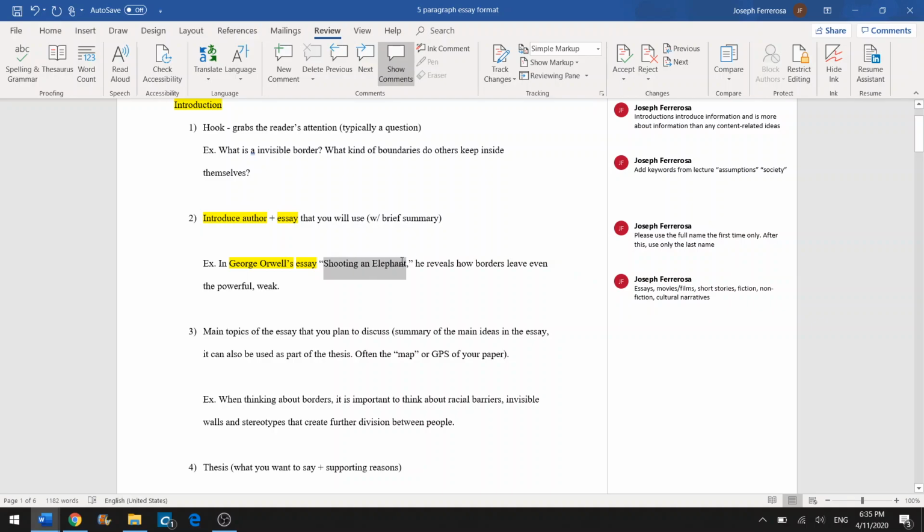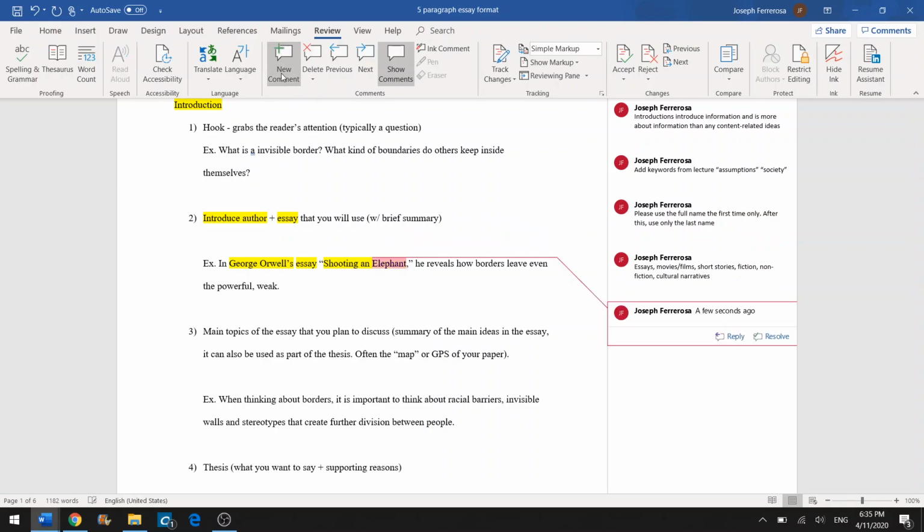You want to add the title. And depending on this here, and I'm going to put another comment, essays and short stories are in quotation marks, and underneath it, films and novels, such as Annihilation and District 9, use italics. Okay? So keep that in mind. And notice that here it says with brief summary.